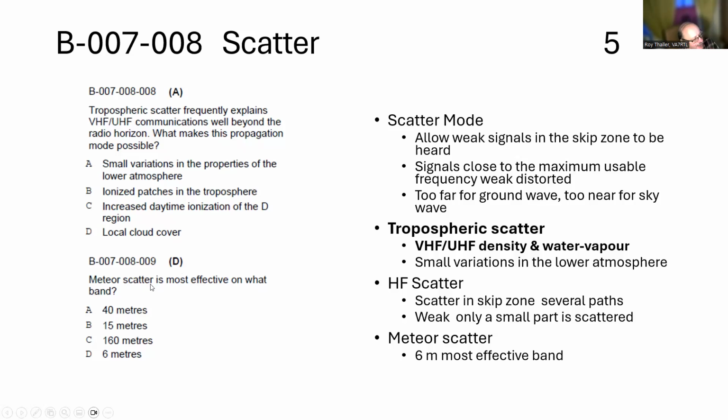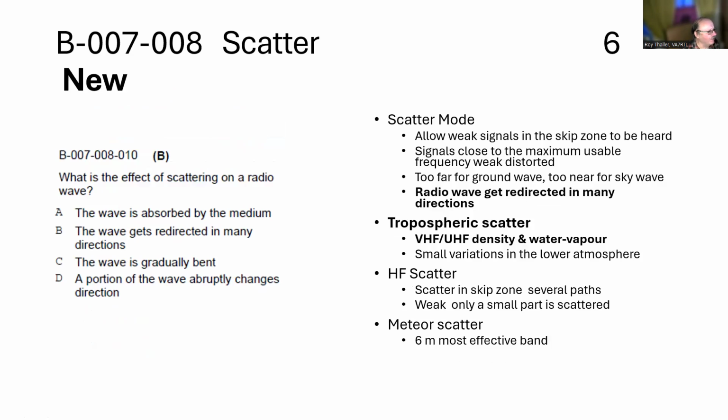And then you can also scatter things off of meteors. So meteor scatter is most effective on what band? So that would be D, 6 meters. A new question. What is the effect of scattering on a radio wave? So what happens with scatter is the wave gets redirected in many directions. So B is the correct answer.